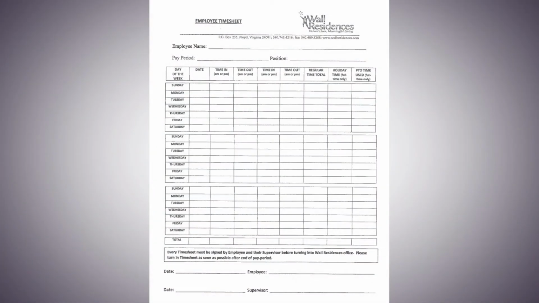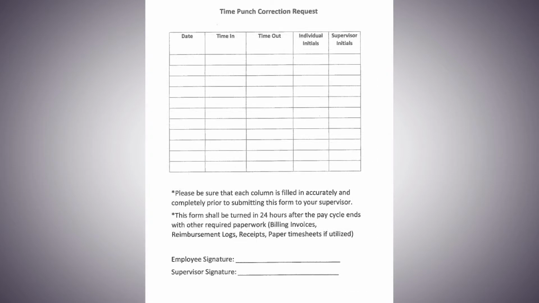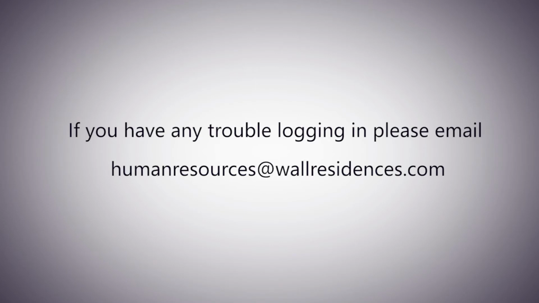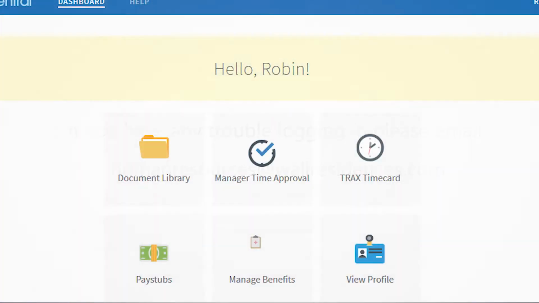Please use the provided blank timesheets for RAP employees who do not have internet on their phone or have missed a punch or forgot a punch, etc. Please use the provided blank time punch correction form for all employees who have missed a punch or forgotten a punch, punched incorrectly, etc. If any employee has trouble logging into East Central, please contact Human Resources at humanresources@wallresidences.com.